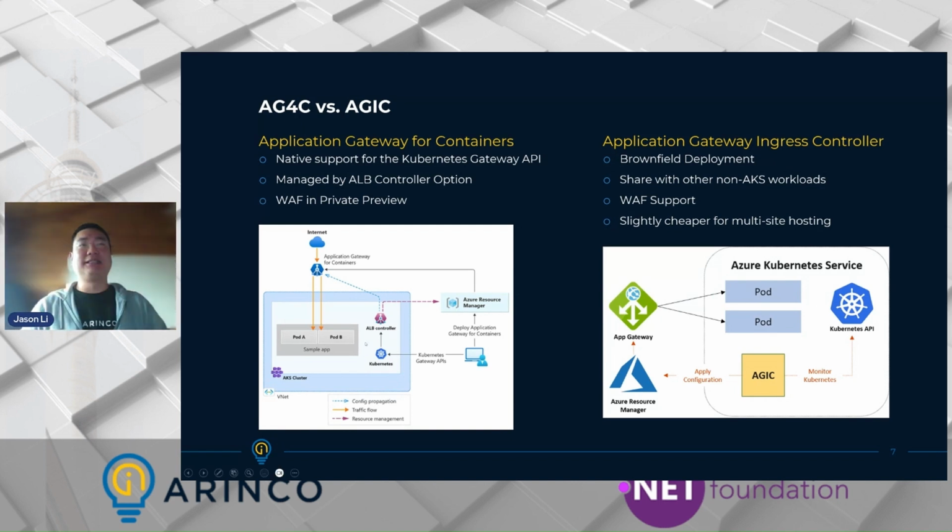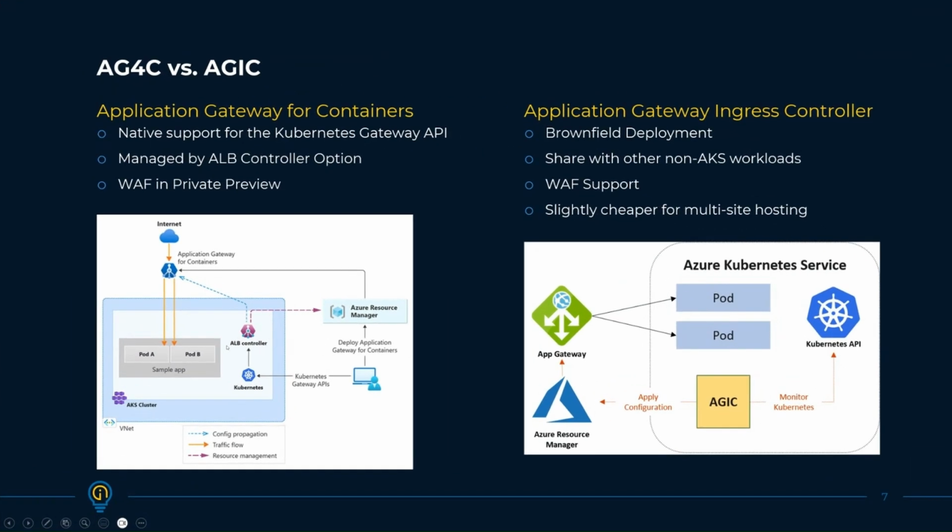So this is a rough architecture. The ALB controller inside your Kubernetes cluster is the one that defines what the Application Gateway for Containers would be like. So you basically have an Azure service that is managed or driven by a component inside your AKS cluster.